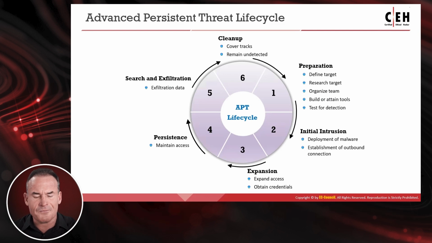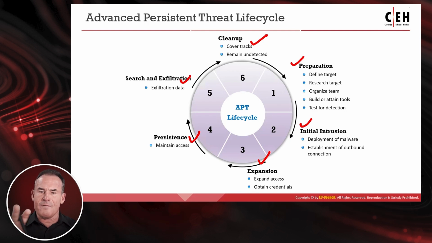All right, the life cycle just kind of defines a timeline here: preparation, initial intrusion, expansion, persistence, search and exfiltration, and then cleanup. Now, we're not going to spend a whole lot of time on the specifics of each stage of the cycle. We mentioned these earlier with the MITRE ATT&CK framework and Diamond and the Lockheed Martin cyber kill chain. So those are meant to just give you kind of an overview of the cycle. We're not going to spend a whole lot of time differentiating between one phase or the other.